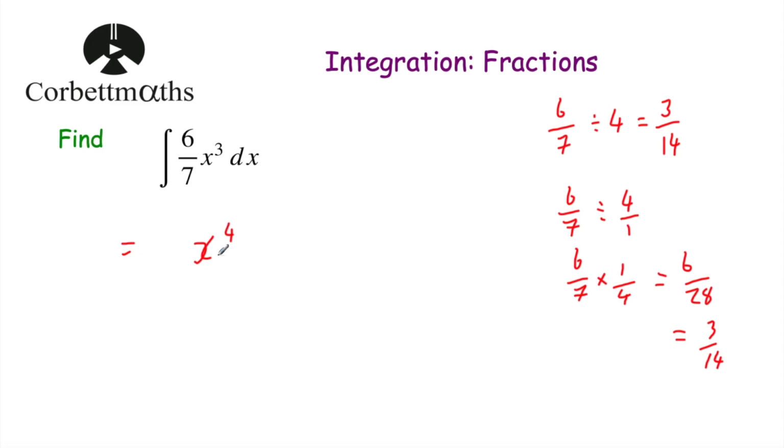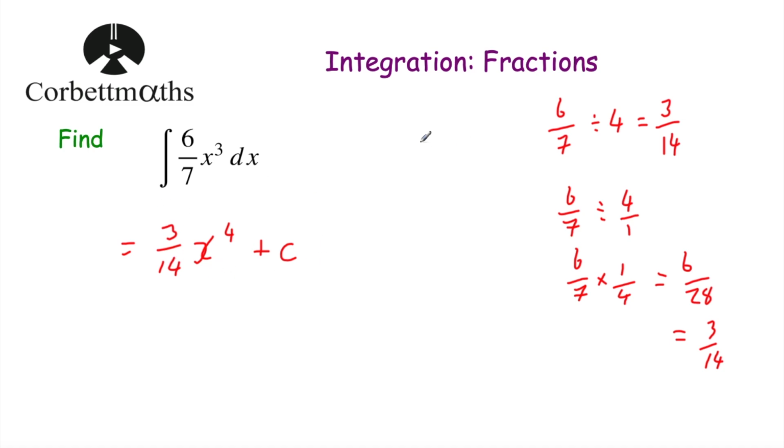Okay, so we've increased the power of x by 1, and then we've taken the 6/7 and divided it by the new power, and that's given us an answer of 3/14. And then remember our plus c on the end. So that's it. If we were asked to integrate 6/7 x cubed with respect to x, the answer would be 3/14 x to the power of 4 plus c.